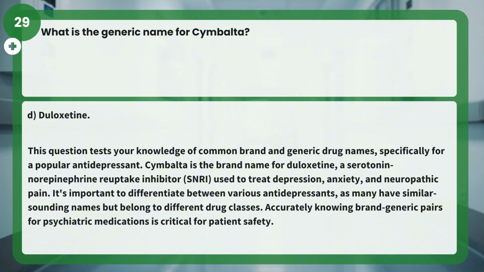Cymbalta is the brand name for duloxetine, a serotonin norepinephrine reuptake inhibitor, SNRI, used to treat depression, anxiety, and neuropathic pain. It's important to differentiate between various antidepressants, as many have similar-sounding names but belong to different drug classes. Accurately knowing brand-generic pairs for psychiatric medications is critical for patient safety.